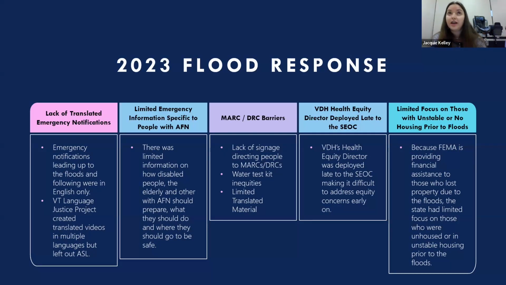The VDH Health Equity Director was deployed late to the State Emergency Operations Center, and that made it difficult to address equity concerns early on. There was also limited focus on those with unstable or no housing prior to the floods, and that is mainly because FEMA was providing financial assistance to those who lost property due to the flooding.